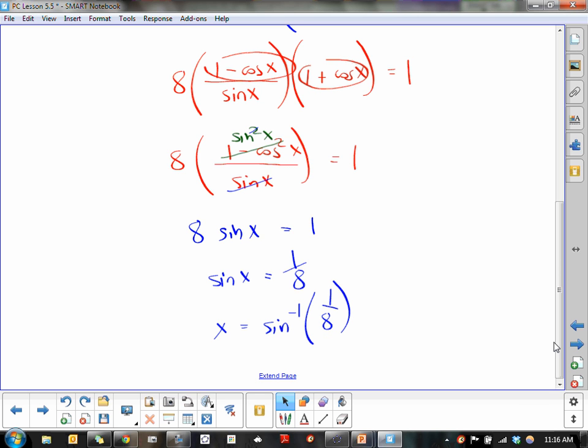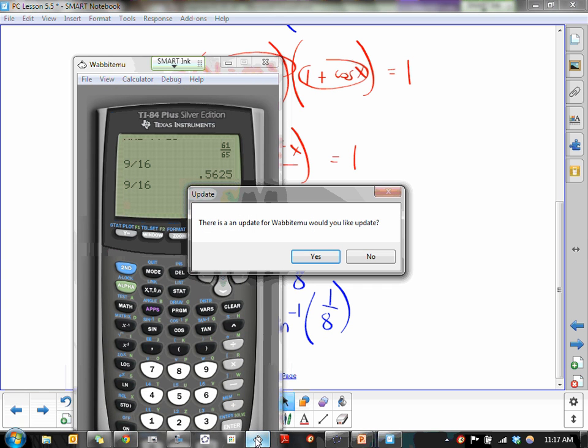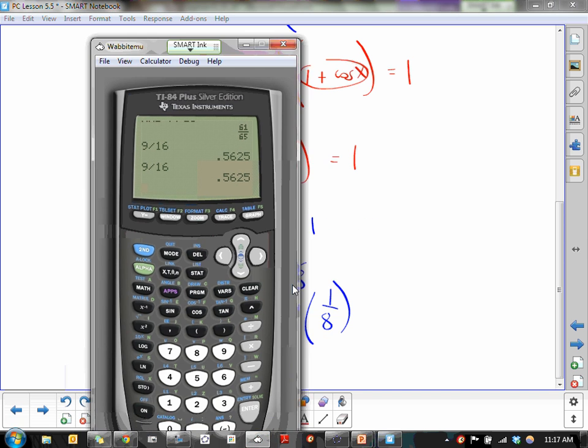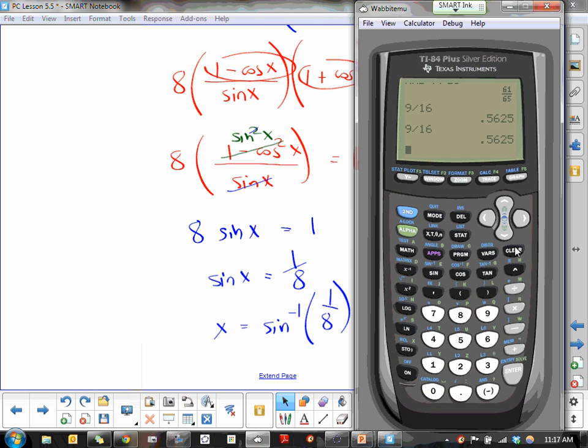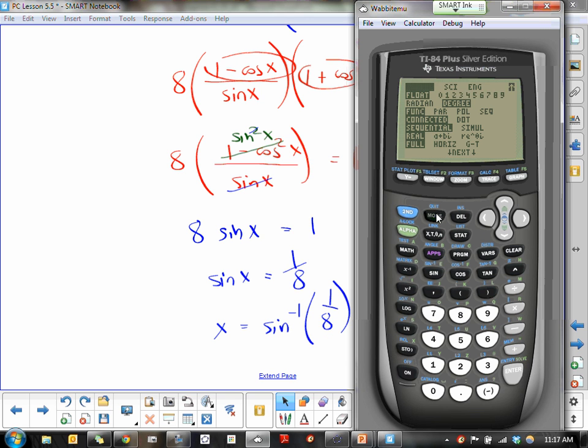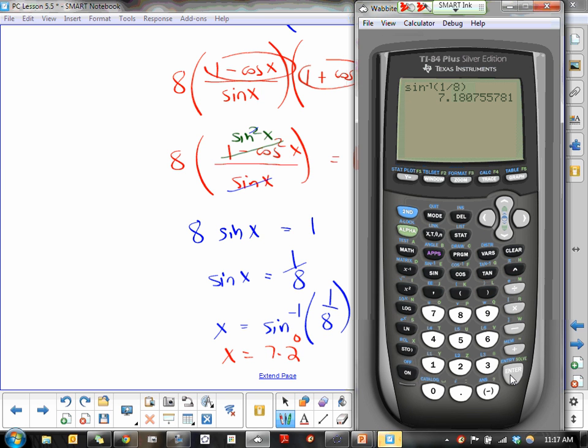So we are forced to pull out some technology on this one to figure out what those angles are. So we're going to run an inverse sine. This is something new. We haven't done this hardly at all. 1 divided by 8, and I'm not sure what units I have it in. I'm going to go to mode. We'll stay in degrees. What angle is it? It says it's about 7.18, so we'll round to the tenth. This angle is about 7.2 degrees.